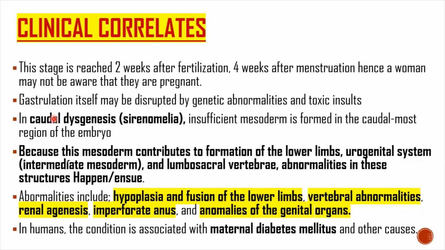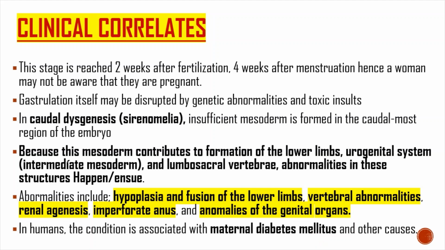Okay, and another thing that may happen is what we call caudal dysgenesis, which is also called sirenomelia, which results from insufficient mesoderm that is formed in the caudalmost region of the embryo. This abnormality includes hypoplasia and fusion of the lower limbs, vertebral abnormalities, renal agenesis, imperforate anus, and abnormalities of the genital organs. So in humans, caudal dysgenesis is associated with maternal diabetes and other conditions.